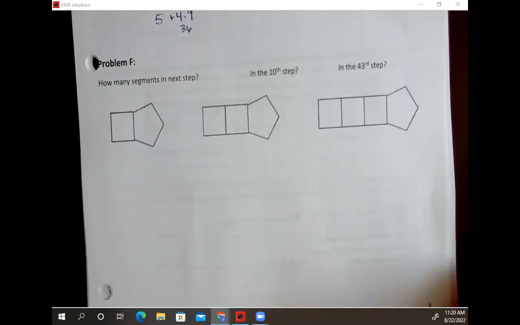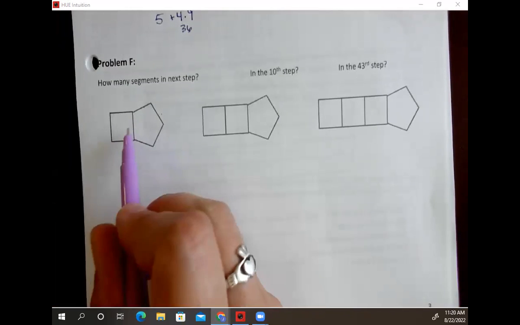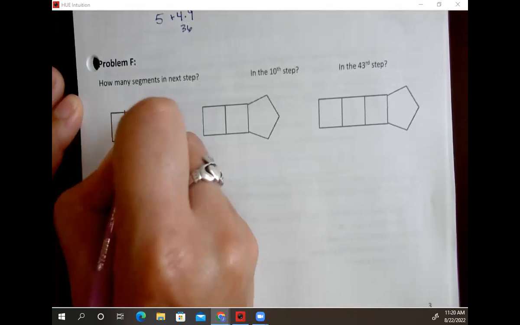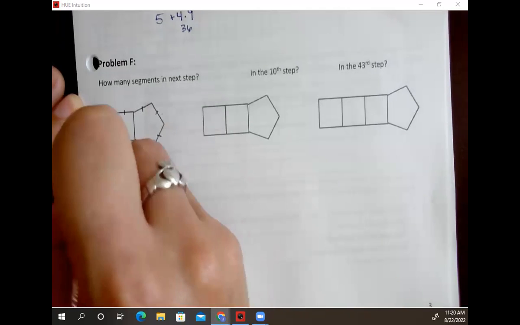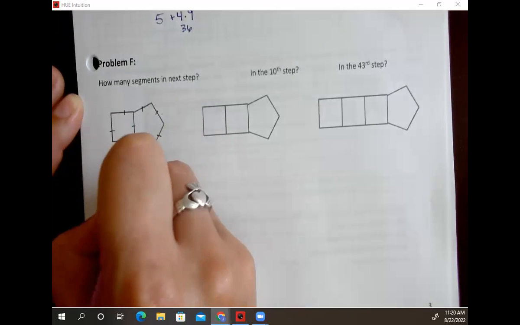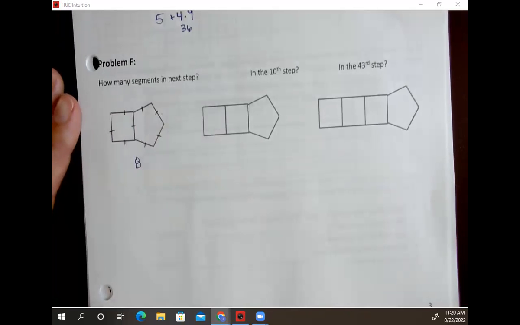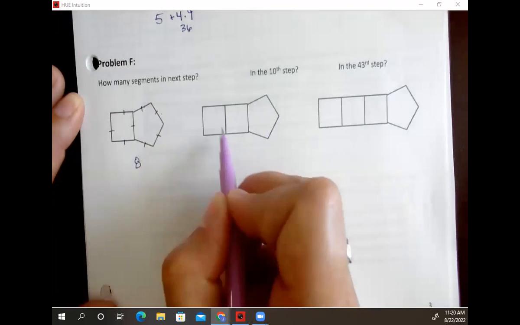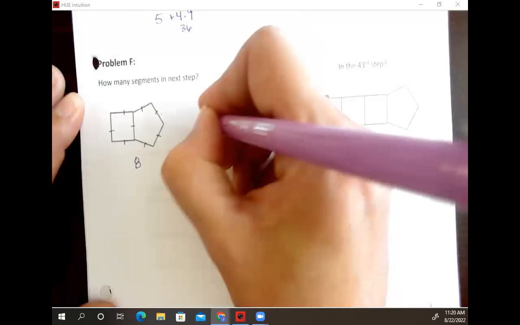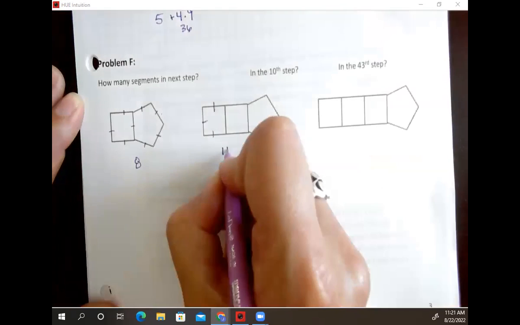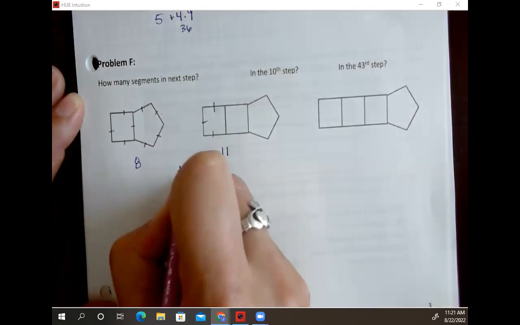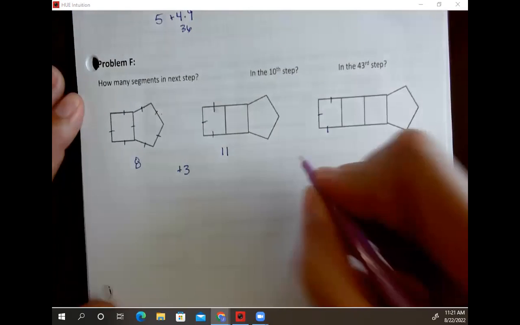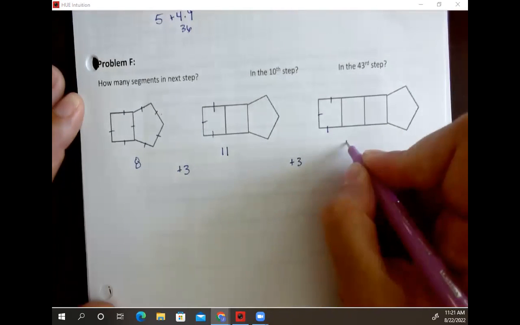And then how about problem F? A little bit different picture this time. I've got a pentagon with a square stuck to the side of it. So I'm starting with 1, 2, 3, 4, 5, 6, 7, 8. Starting with 8 segments. And then here's what I started with. Stick on another square. So I would get 1, 2, 3 new sides. So I've got 11 sides here. And then again, add 3 new sides for that next square. So when I add 3, I have 14 sides.